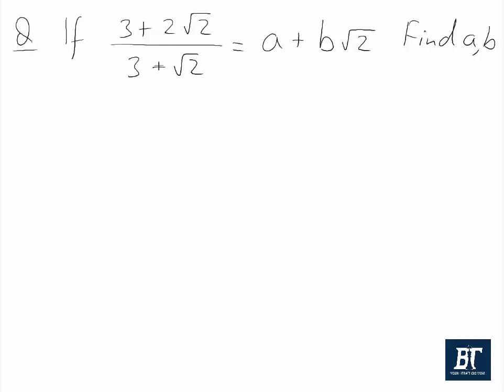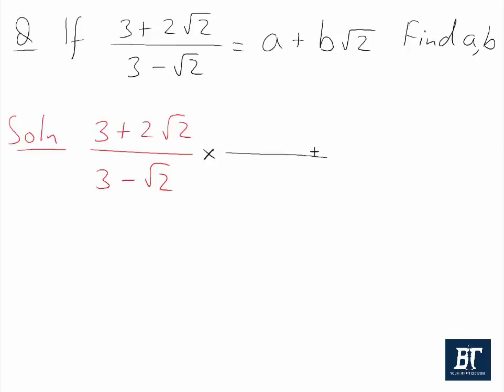So how do we get rid of this? So let's see. The solution is: we write the LHS, and then to get rid of the denominator we rationalize it. So we multiply this with its rationalizing factor or its conjugate, which is 3 plus root 2, and then we balance it so that we are not changing the number.